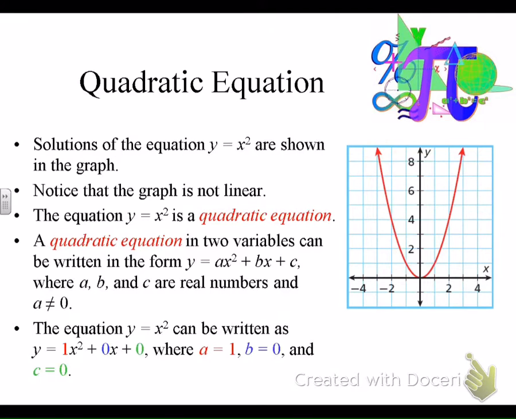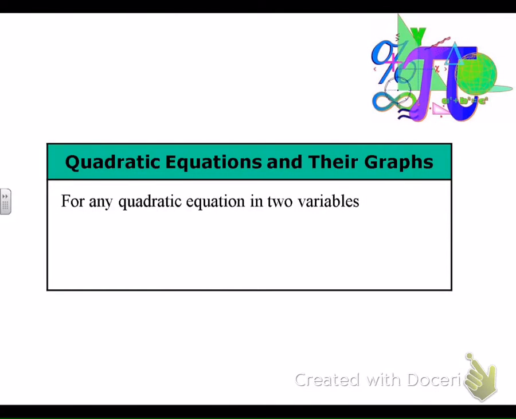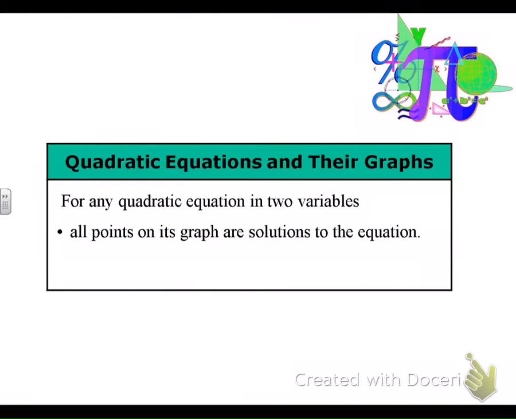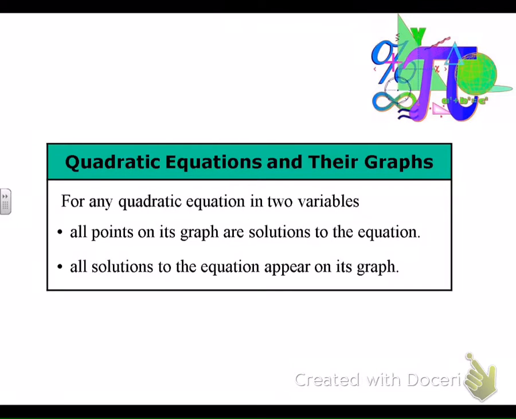So the equation y equals just x squared can be rewritten as y equals 1x squared plus 0x plus 0. As you can see, putting a 0x and a plus 0 in there does not change our equation whatsoever. But then that allows us to know that a is equal to 1, b is equal to 0, and c is equal to 0. When we have quadratic equations written in 2 variables, we know that all the points on the graph are solutions to the equation, and all the solutions to the equation appear on its graph.